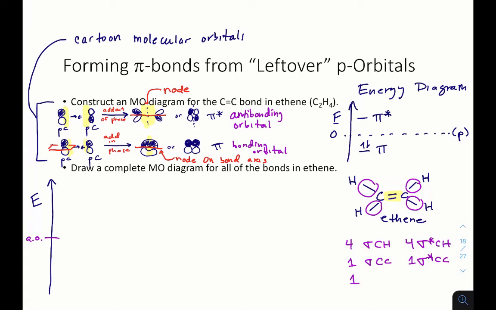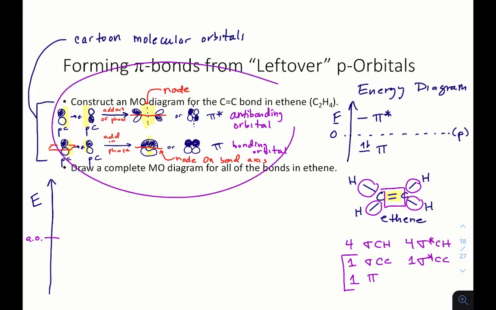The other bonding interaction in this double bond between the two carbons of ethane is a pi interaction, and we've just analyzed it here. A pi CC orbital and a pi star CC orbital are formed from this pi bonding interaction between those two carbons.